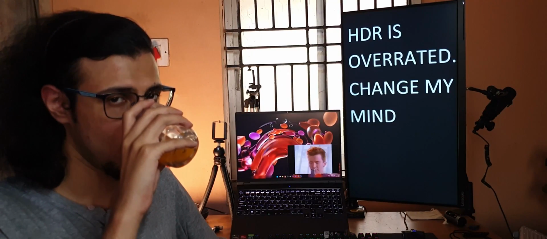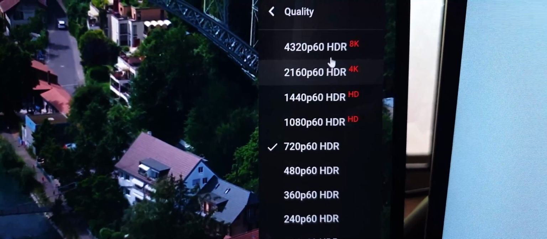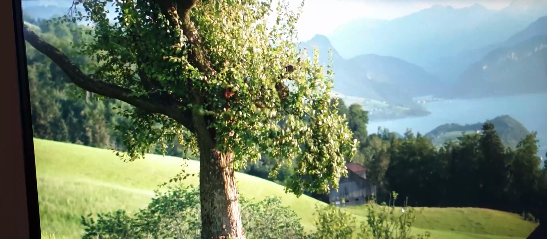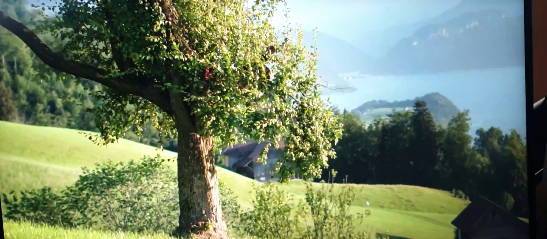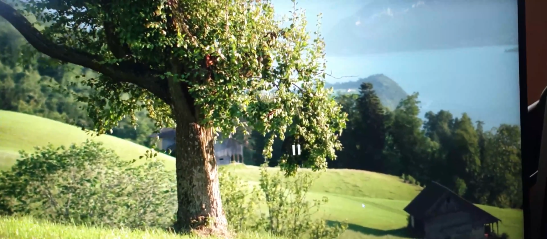Now, of course, when you load up a dedicated HDR video, it usually plays pretty well. But sometimes in real-world situations where not everything is well optimized, it doesn't really look that good. And I don't see why HDR has been hyped up so much.